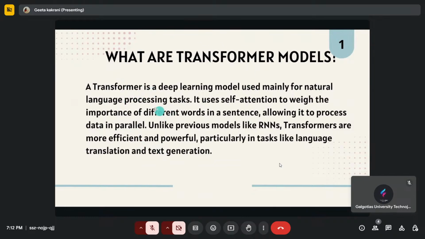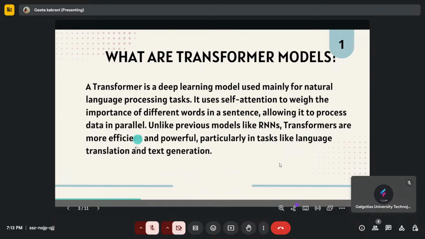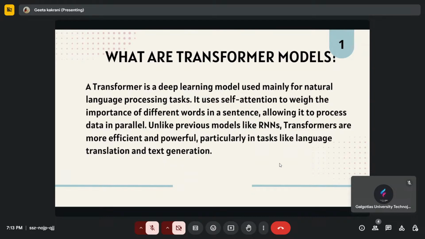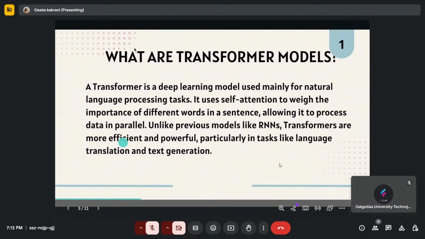So here is a definition. The transformer is a deep learning model used mainly for neural network language tasks, that is, NLP tasks. It uses self-attention to weigh the importance of the different words in the sentence. Means it will give attention to each word in the sentence. Unlike previous models like RNN, transformers are more efficient, because in a sequential model it takes a lot of time to understand a full paragraph. But here it is very fast, because it gives attention to each word. It doesn't matter whether you are giving a full paragraph or a full book, it works in a very efficient way.